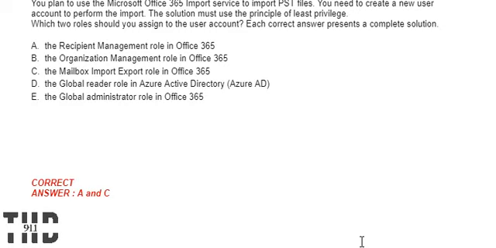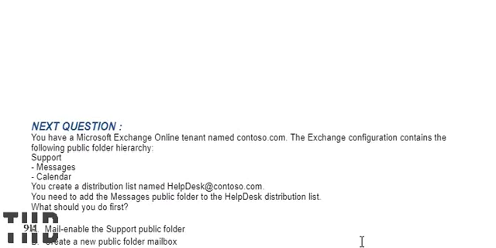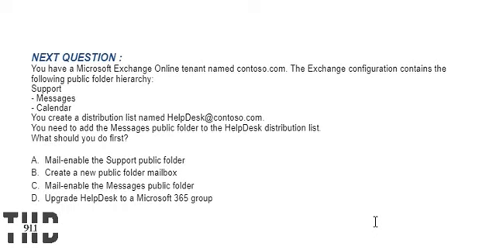Next one. You have a Microsoft Exchange Online tenant named contoso.com. The Exchange configuration contains the following public folder hierarchy: Support, Messages, Calendar. You need to create a distribution list named helpdesk@contoso.com. You need to add the Messages public folder to the helpdesk distribution list. What should you do first?